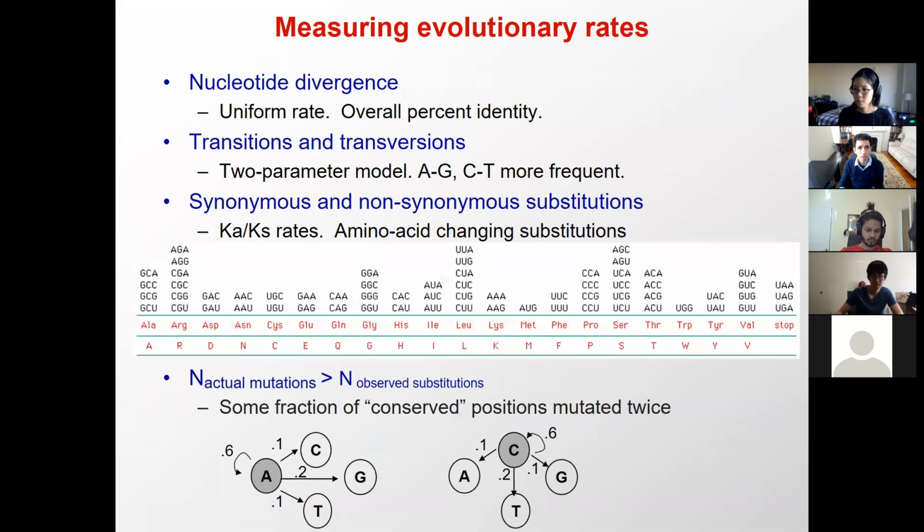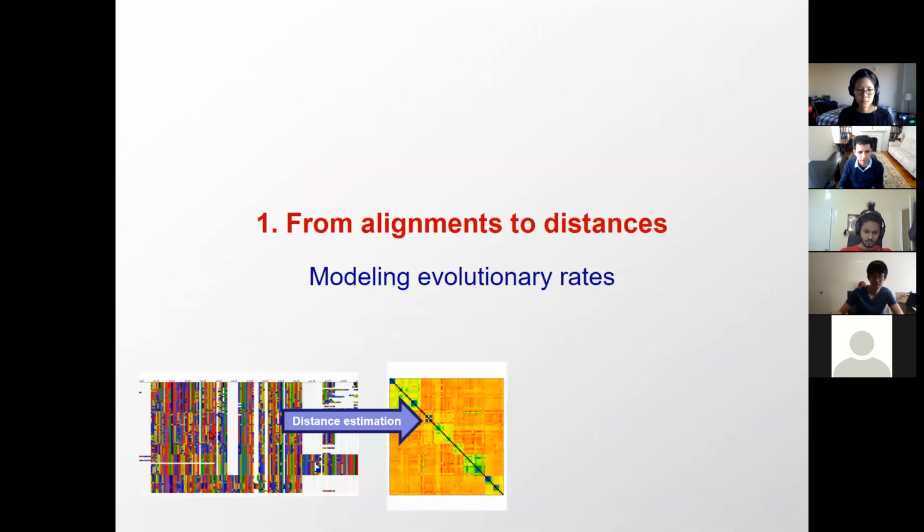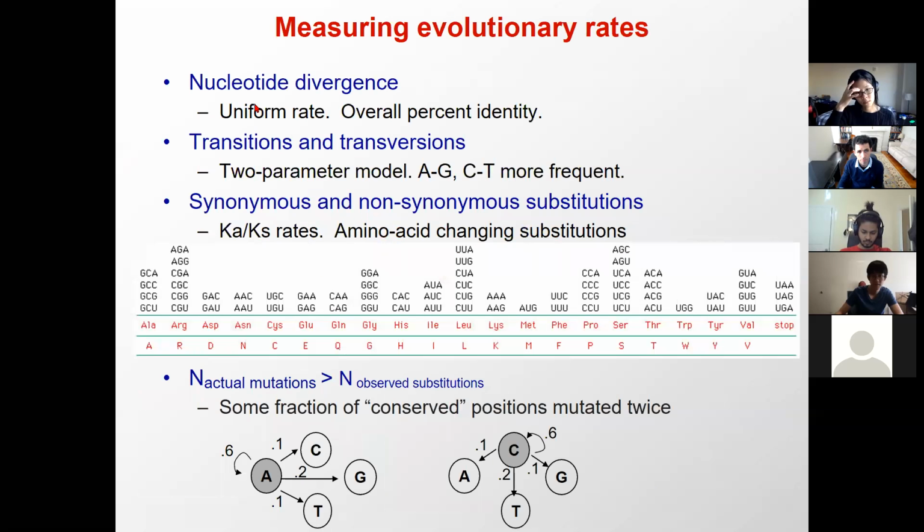All right, so the question is, how do we measure the evolutionary rate if I have an alignment of two sequences over, say, 1,000 nucleotides? How do I measure the distance that this represents? I could simply compute the overall nucleotide divergence. I could assume a uniform rate of divergence and simply report what is the overall percent identity. Okay, so, if it's 90% identical, I can just say, okay, the distance is 10. And if it's 20% identical, I can say the distance is 80, and so on and so forth. So that's the simplest one, just looking at the overall percent identity.